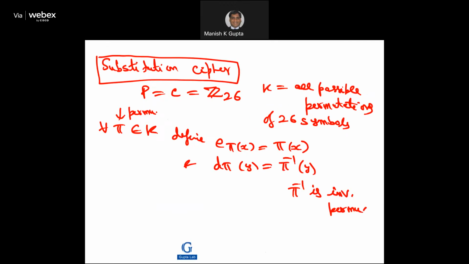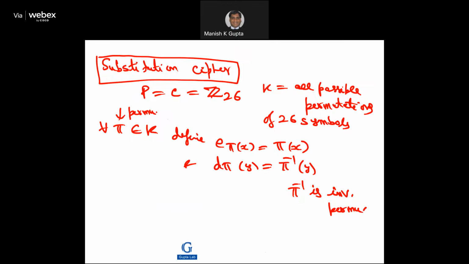Next is substitution cipher. So here again, in the substitution cipher, plain text and ciphertext are integers modulo 26, same alphabet. And K is basically a kind of permutation we are applying. Okay, a permutation of 26 symbols. Some permutation we are applying.